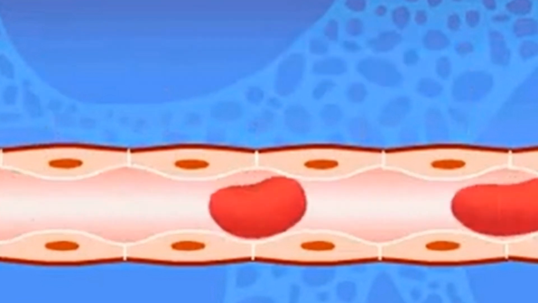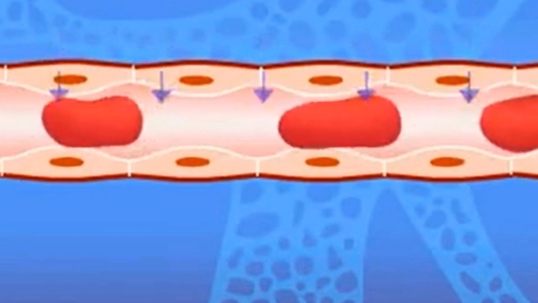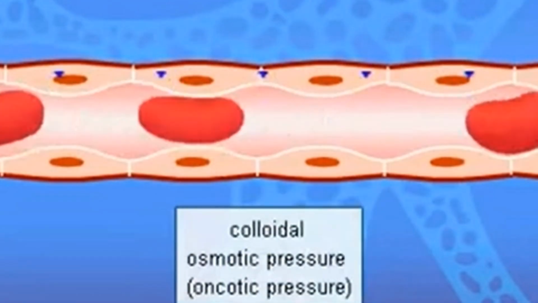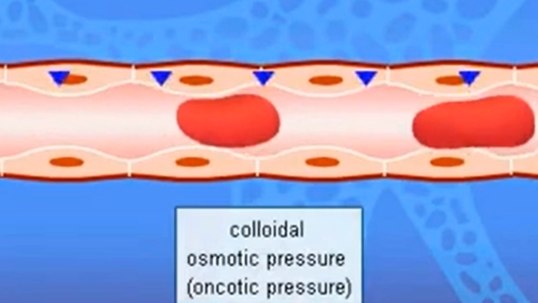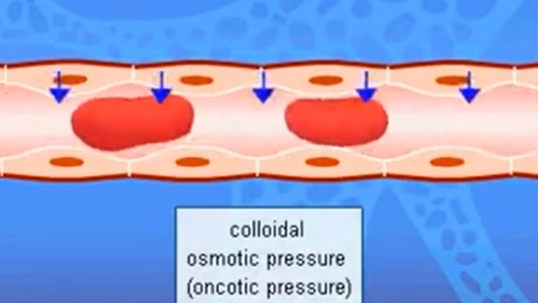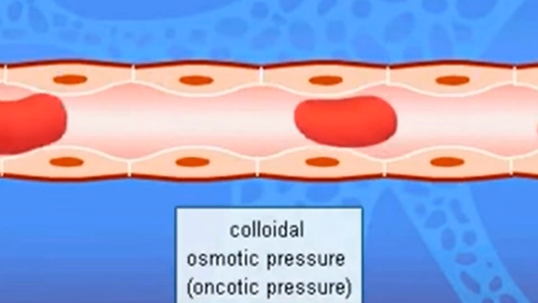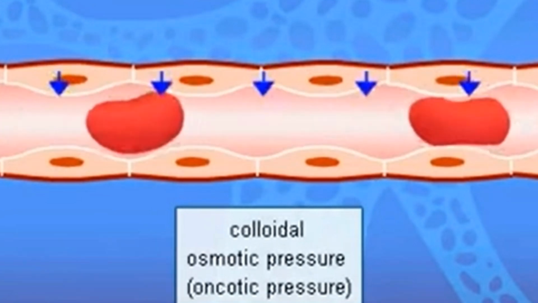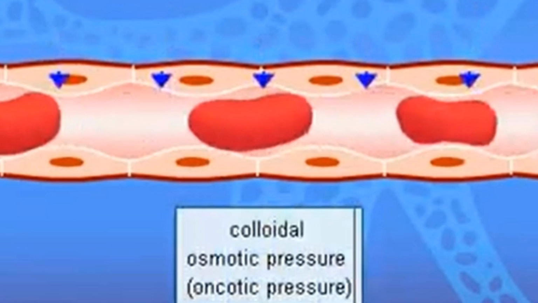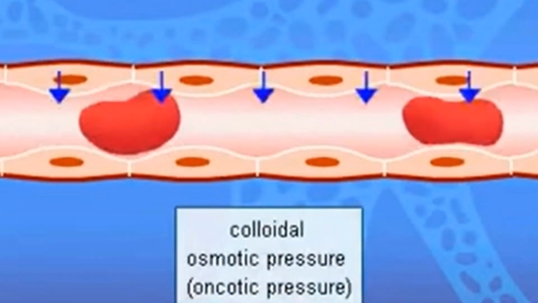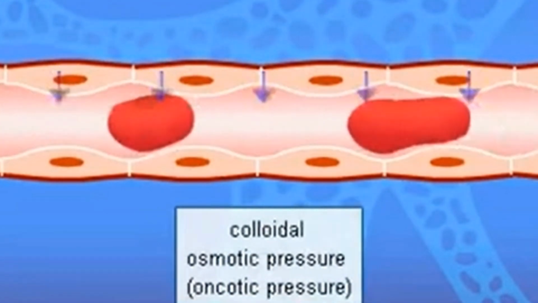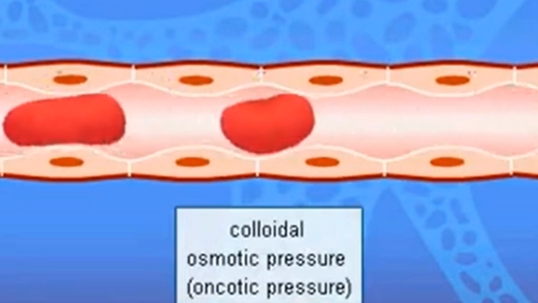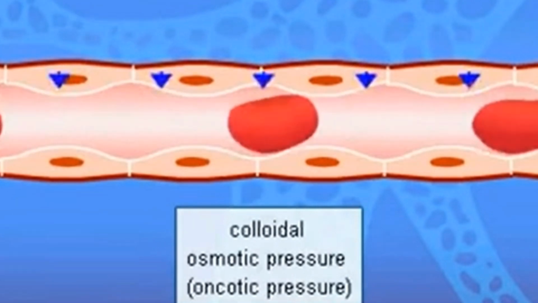Capillary oncotic pressure, πc, also known as capillary colloid osmotic pressure, is the force exerted by plasma proteins, primarily albumin, that tends to pull water into the capillaries from the surrounding interstitial space. It is a key factor in maintaining fluid balance between the blood and tissues. Plasma proteins like albumin, globulins, and fibrinogen are large molecules that cannot easily cross the capillary walls.